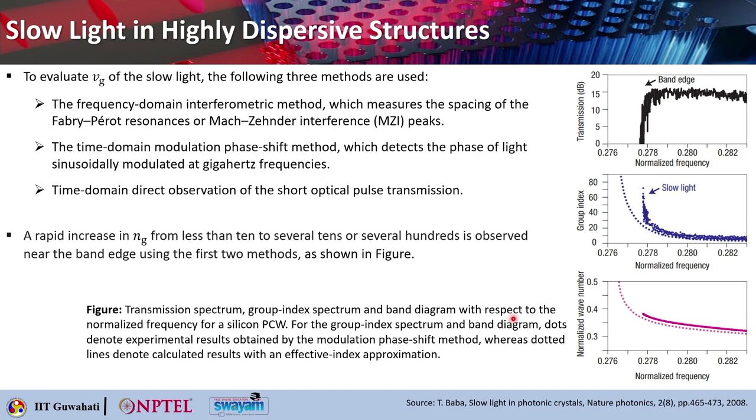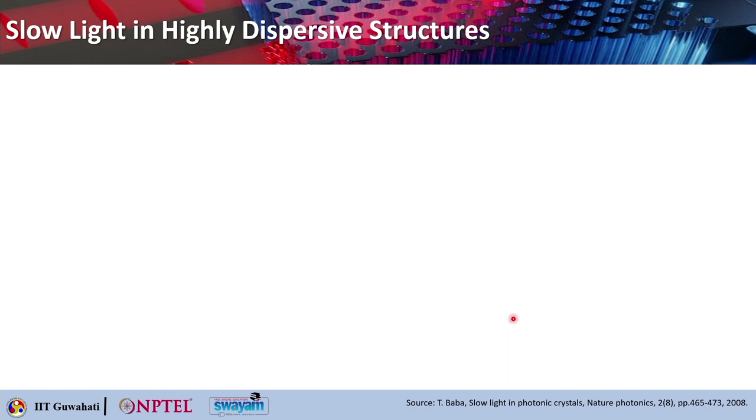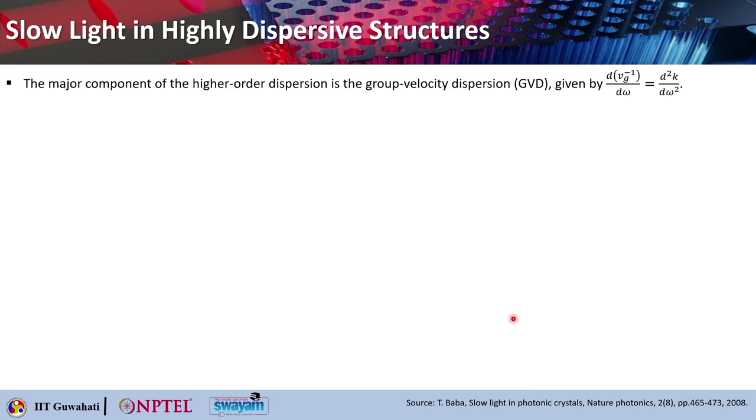So for the simple photonic crystal waveguide, the third method is not easily applied because of severe higher order dispersion. Scanning near field optical microscopy has revealed pulse broadening by capturing snapshots of the propagating pulse, where the slow light part has been left behind by the fast light parts. So that way you can see, but it's more or less difficult.